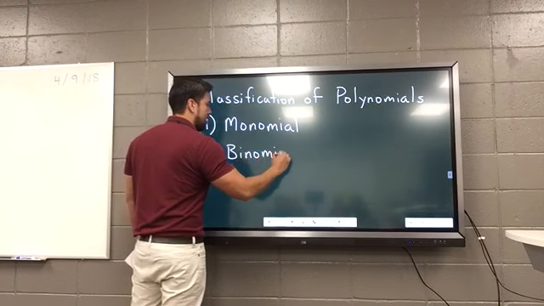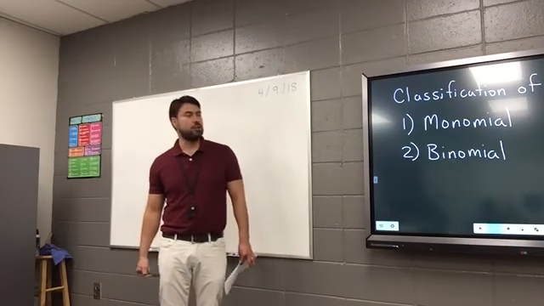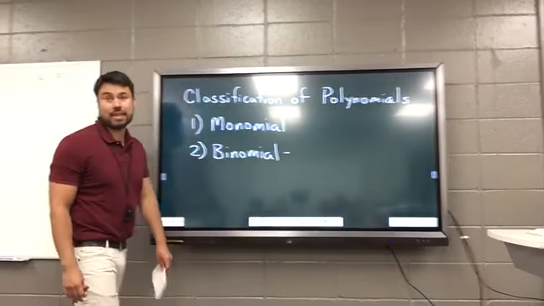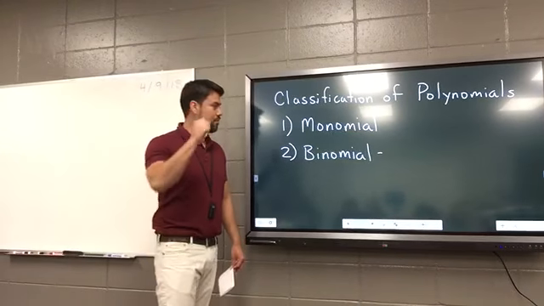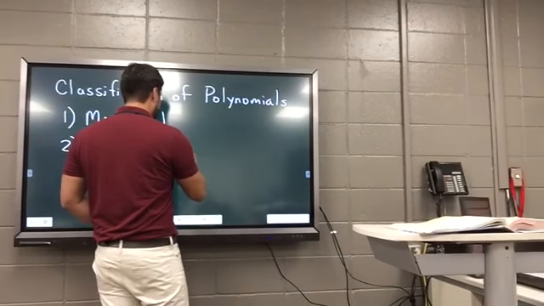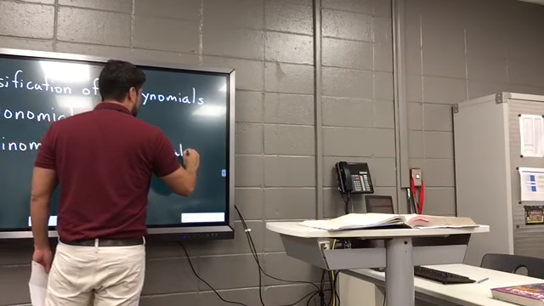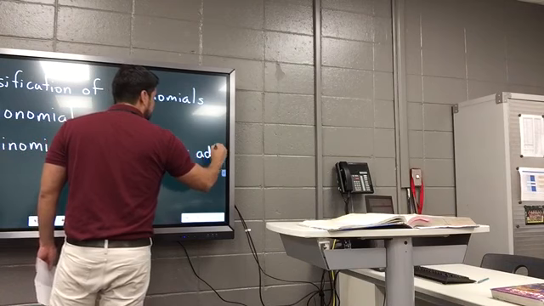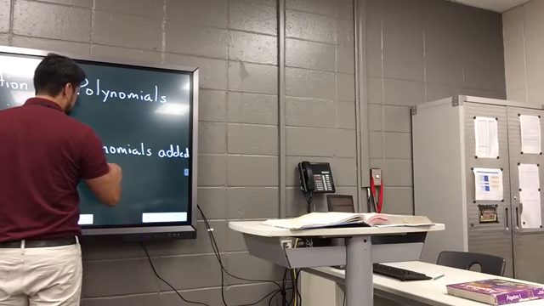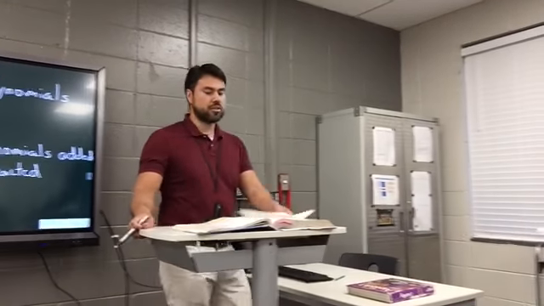Binomial. Binomial is the second type of polynomial. Let me give you the definition and then see if you guys can tell me how I got that definition. Okay? So binomial is, I'll put it here, two monomials added or subtracted together. Two monomials added or subtracted.